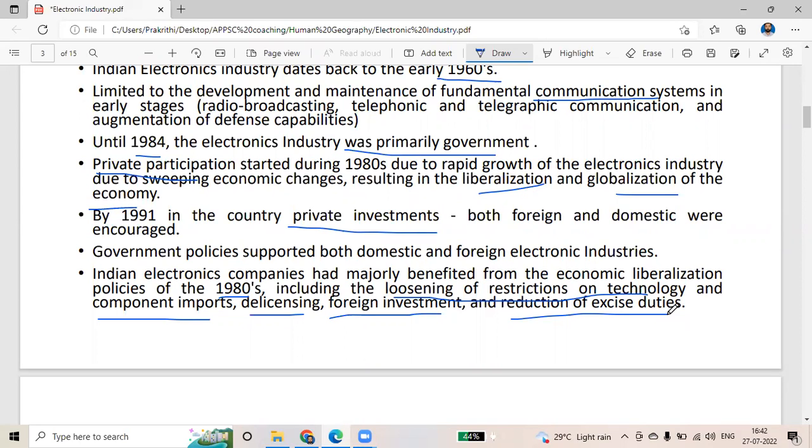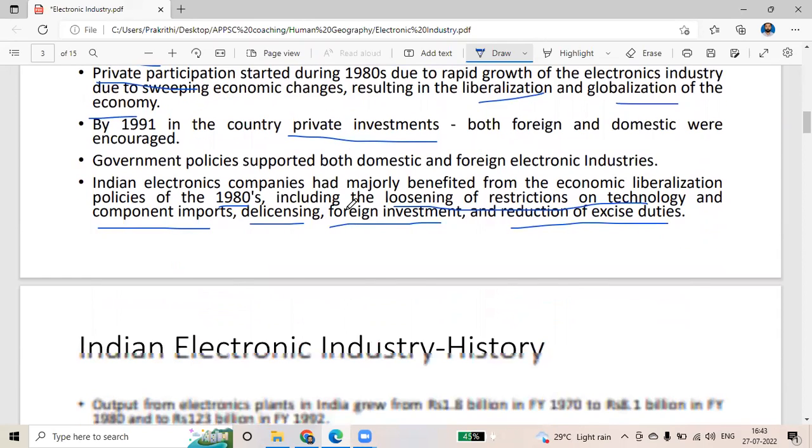But in the early stage, we are nowhere. Now we are indigenously producing the chipsets, processors, everything. Still we are depending on imports. But in the early stages the condition is entirely different, where we have to depend on imports. So at that time, government loosened the restrictions, which made a dynamic change in the evolution or introduction of electronic industries.